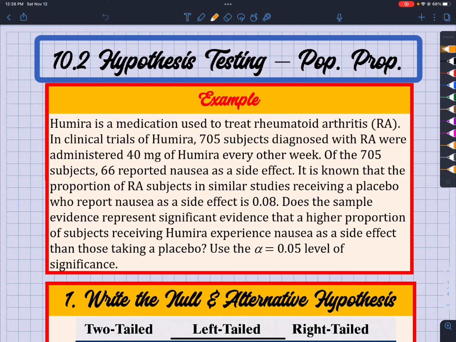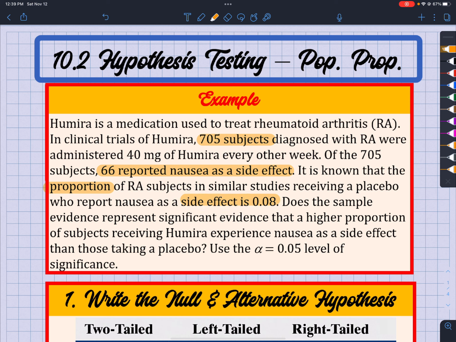So Humira is a medication used to treat rheumatoid arthritis. In a clinical trial of Humira, 705 subjects diagnosed with RA were administered 40 milligrams of Humira every other week. Of those 705, 66 reported nausea as a side effect. It is known that the proportion, remember the proportion, of RA subjects in similar studies who received a placebo and reported nausea as a side effect is 0.8.